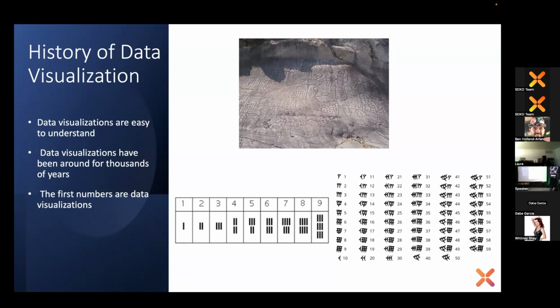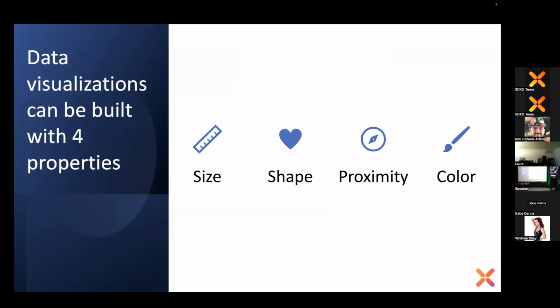So once again, Austin was like, okay, thanks, this is great to know, but I'm trying to get this done. Can you help me out? And she said, oh yeah, sorry, I got excited. She said, data visualizations can really be built with 4 properties. So we've got size, and size is great to say how big, how many, how much. So great for measures.